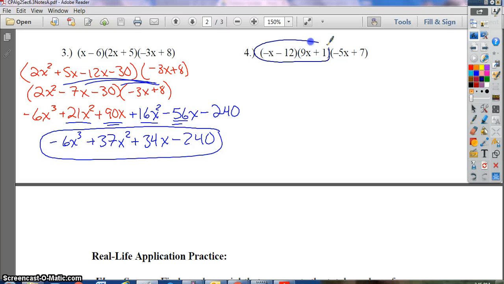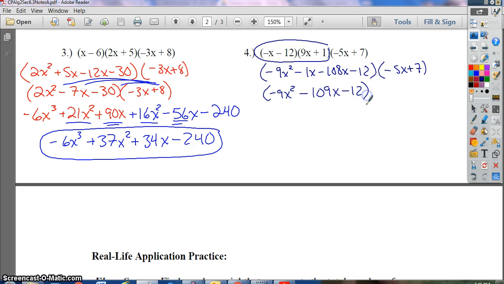I'm going to FOIL these two first. That's negative 9x squared minus 1x minus 108x. That's a relatively large one, minus 12. Still negative 5x plus 7. I'm going to combine like terms. So I get negative 109x and minus 12. Still have negative 5x plus 7. So I'm going to multiply the negative 5x in. So that's going to be 45x to the third. I'm going to get positive 545x. And 5 times 12 is 60. So I have 60.